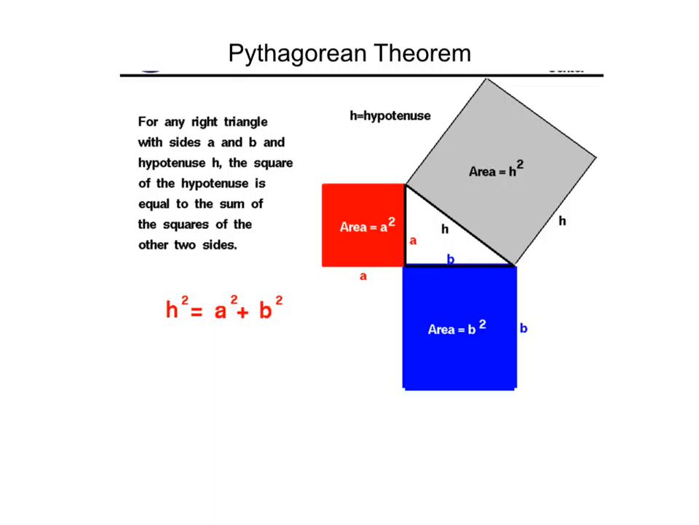Alright, so here we have that picture of what we did. When we add the area of a squared and then b squared, that would equal the area of h squared. Now, the longest side of this triangle is known as the hypotenuse.